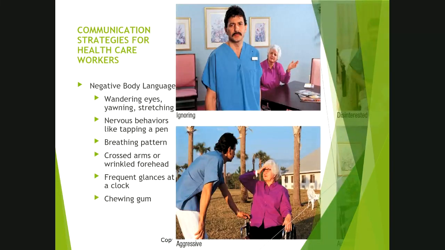Negative body language: wandering eyes, yawning, stretching, nervous behavior such as tapping a pen, breathing patterns, crossed arms, wrinkled forehead, frequent glances at a clock, and chewing gum. As shown in these two images, we have ignoring: the technician's back is facing the patient. Aggressive: the technician standing above the patient, who can barely see them because the sun's in her eyes.